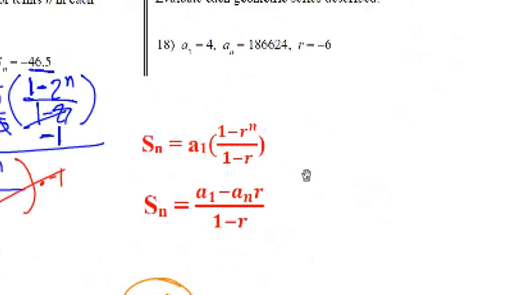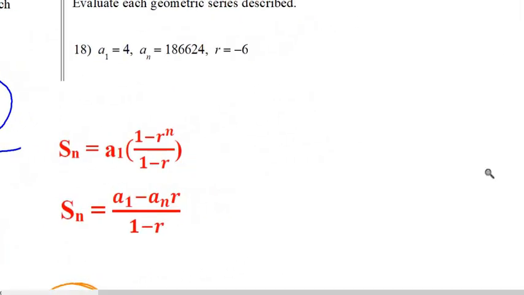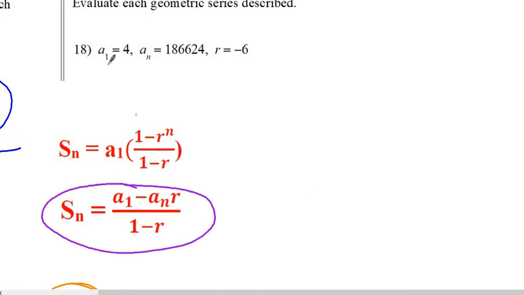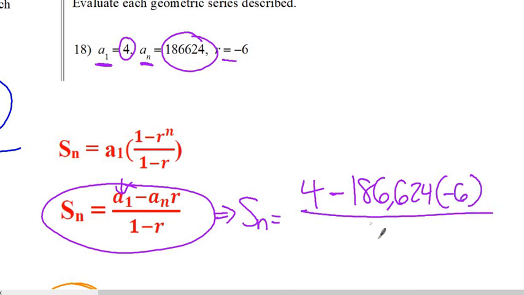All right, the last one for this video would be number 18, evaluate the series. So again, we can use either of these formulas, but I can tell you that the easier one to use will be, in this case, the second one. And why is that? Because they're giving us A1, A sub n, and R. So let's just plug that stuff in. So A sub 1 is going to be, according to this, 4, minus the last term is this enormous number. And again, that's normal because we're using exponents in these problems, and exponents tend to make things grow quickly, times negative 6. And then we have over 1 minus r, which again is 1 minus negative 6.